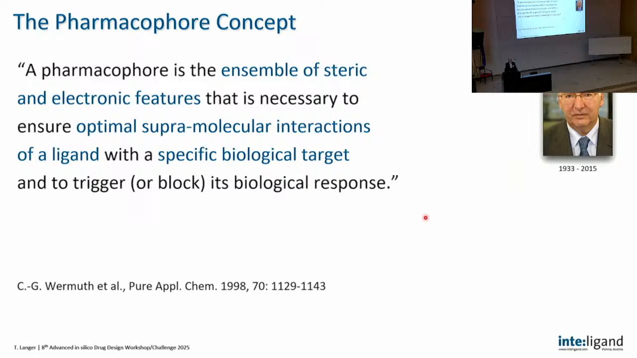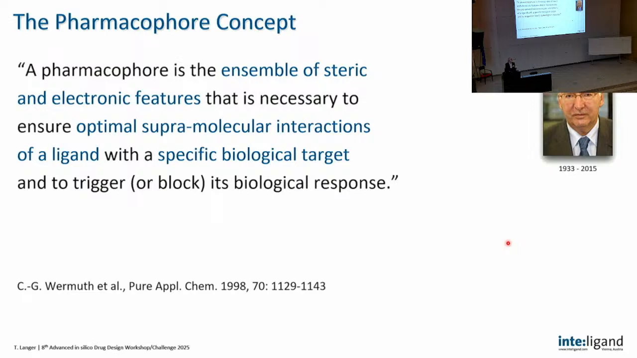So a pharmacophore, this is the official definition of what a pharmacophore is. This has been coined by Camille Wermuth. He was a very famous medicinal chemist. He worked his entire life in academia, but he discovered 3 drugs that made it to the market, together with industry, of course. And he was president of the IUPAC section for medicinal chemistry for many years. And this is the official term of the IUPAC for what a pharmacophore is.